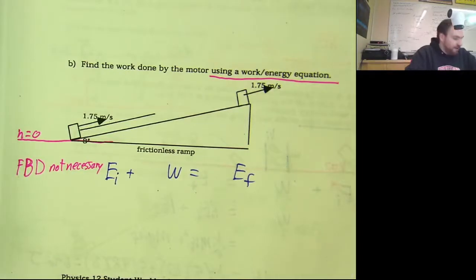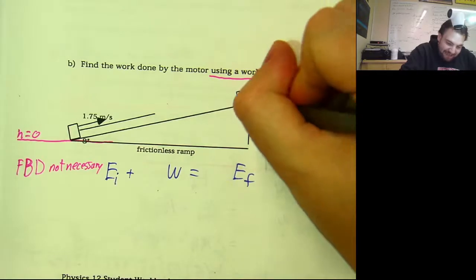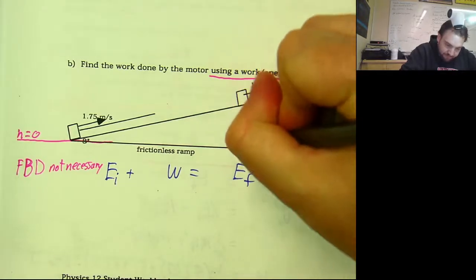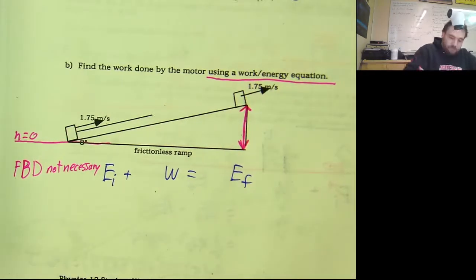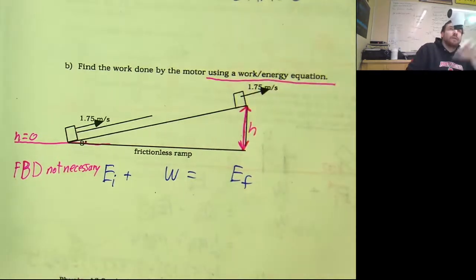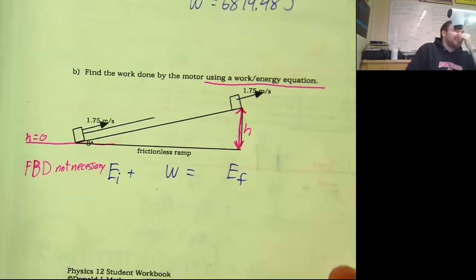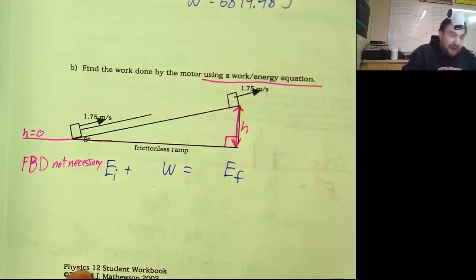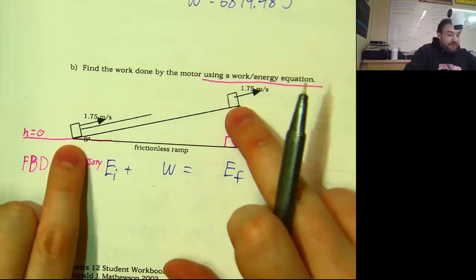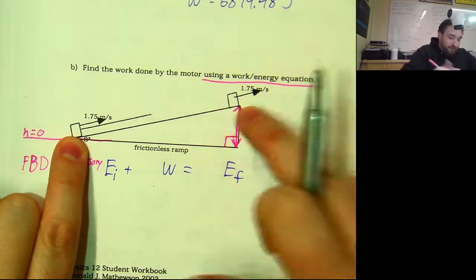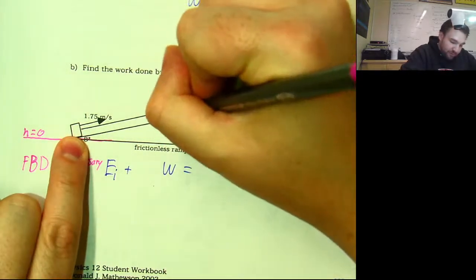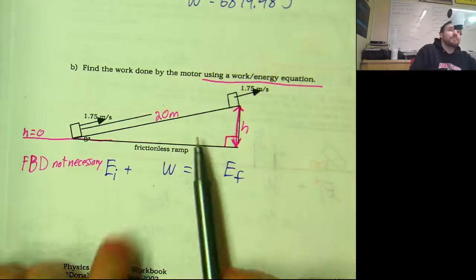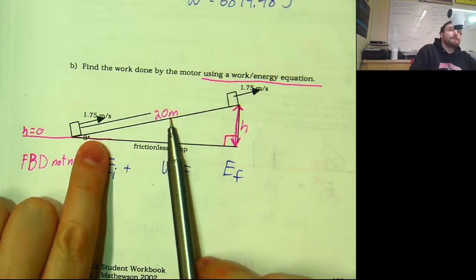So then what do I need to figure out? I need this height here. Even easier than that. It doesn't have to be sine law. This is a 90-degree angle. And what do I know? The length of the ramp hasn't changed. It's still a 20-meter ramp. Because it's the same problem.